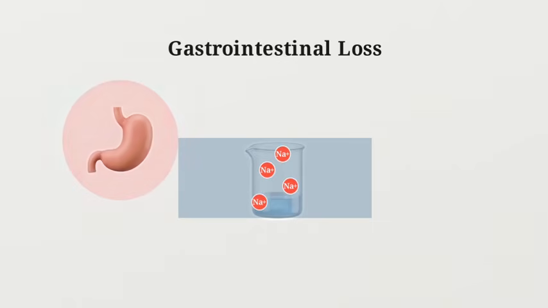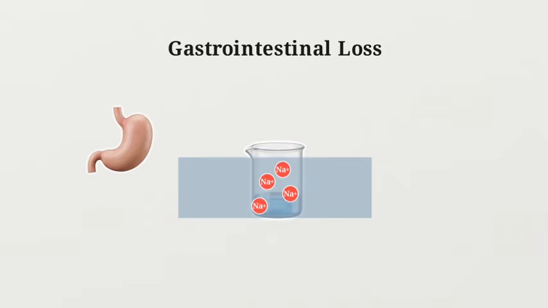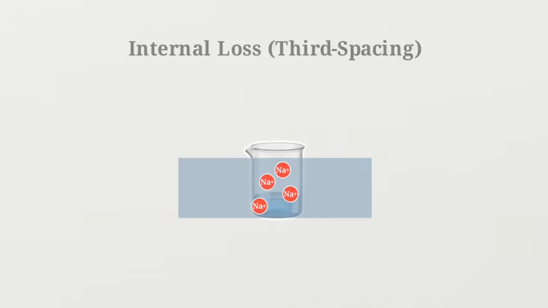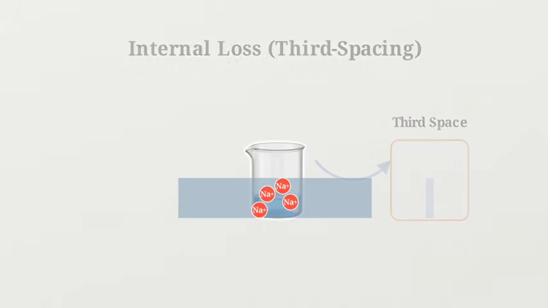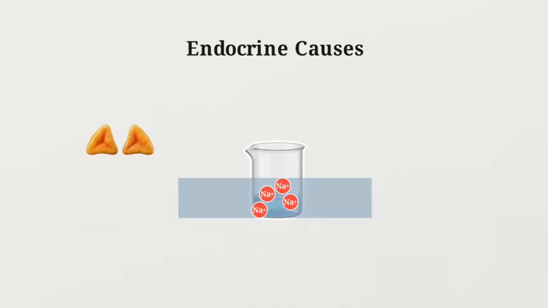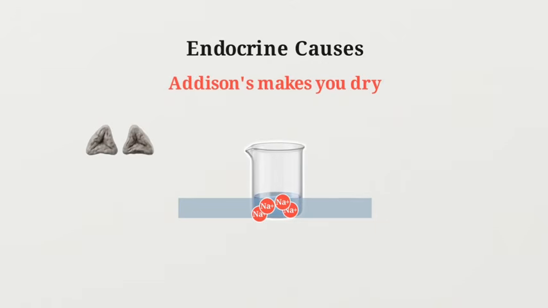The second category is gastrointestinal fluid loss. Severe bouts of nausea, vomiting, and diarrhea rapidly drain the body's volume reserves. The third category involves internal fluid losses. Conditions like pancreatitis trap fluid outside the vascular system in a process called third spacing, effectively leaving the active circulatory system dry. Finally, we must check for endocrine causes. Primary adrenal insufficiency, classically known as Addison's disease, prevents the retention of sodium and water. The clinical heuristic to memorize here is simple: Addison's makes you dry.